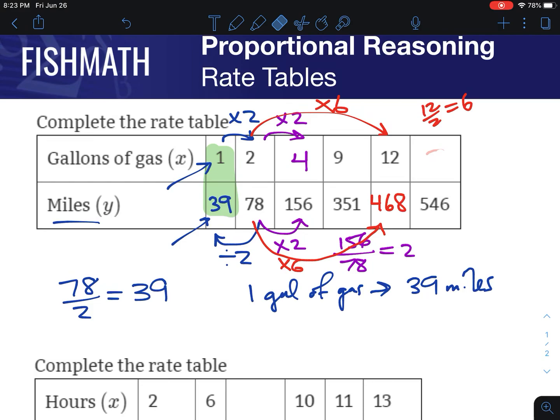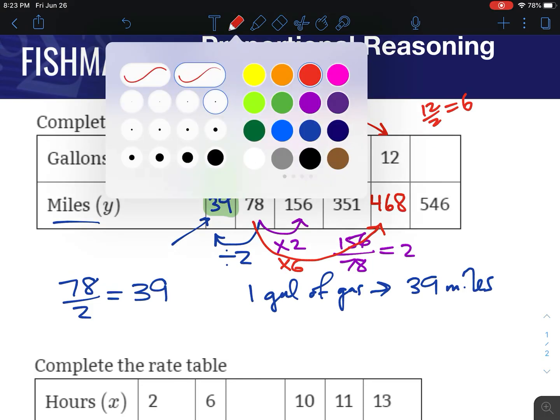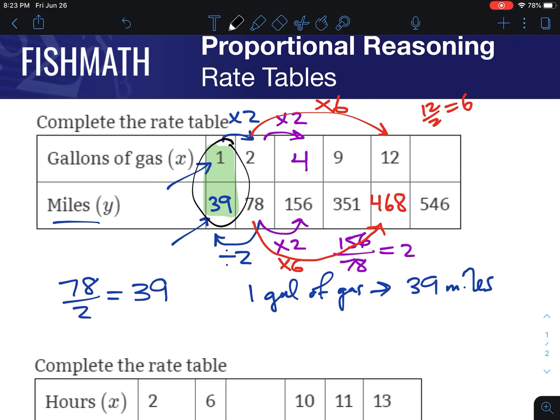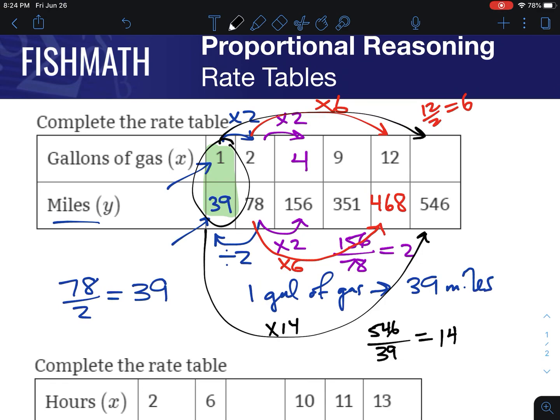Okay, now for the next one, we're going to again look for a scale factor. I don't know what goes in this box here, so I'm going to go back to the unit rate, if you're not sure what to use. So from this rate here, I'm going to scale up all the way to there. So I'm going to take 546 divided by 39 to get my scale factor there. So that's going to give me 14. So this is times 14. And here's the great thing about the unit rate. If you use the unit rate, times 1 is really easy. So 14 times 1 means that this answer here is 14. So that's how we use the rate of 2 gallons of gas to 78 miles to then scale up and find the missing values in this rate table.